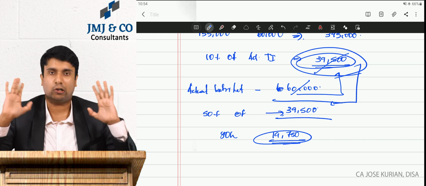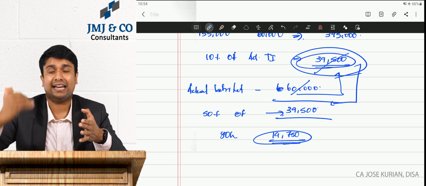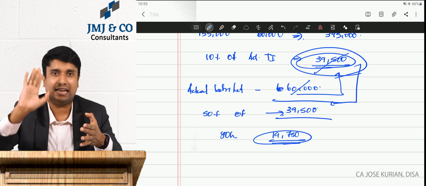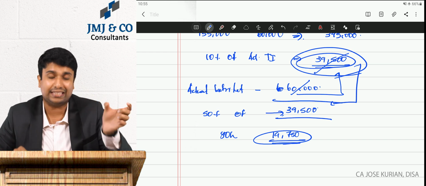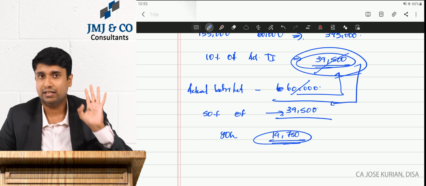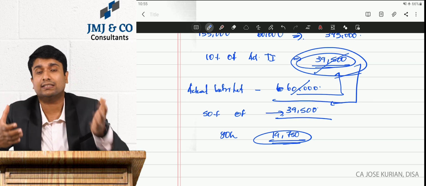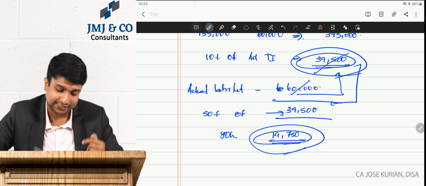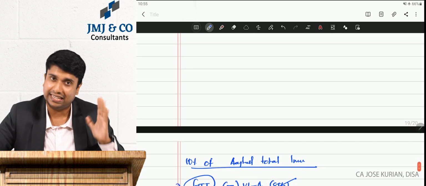We have computed the adjusted total income, that is 39,500. Your actual contribution is 60,000. Can you claim that entire 60,000's 50%? Answer is no. That 60,000 is subjected to ceiling limit. And what is that ceiling limit? 39,500. So subjected to ceiling limit, 39,500's 50% is the actual deduction under ATG. That's why I've taken 19,750 as a deduction under ATG.